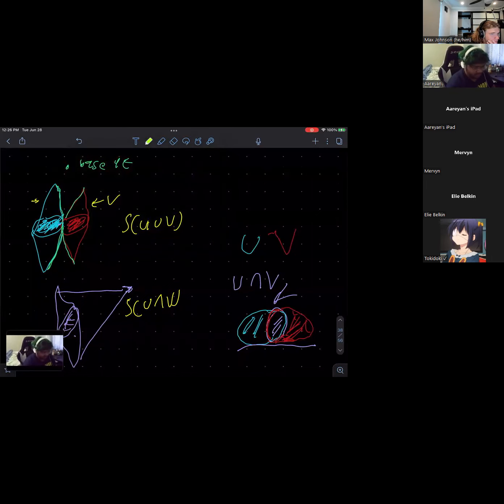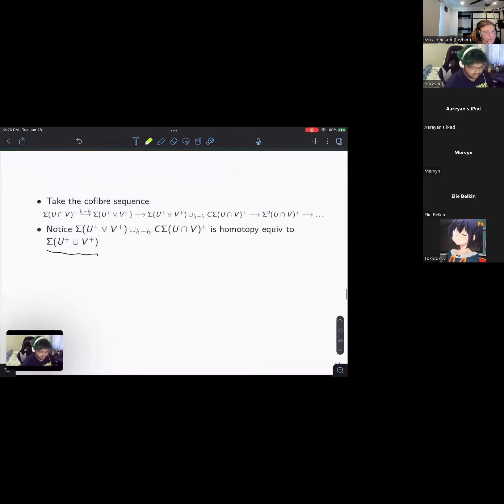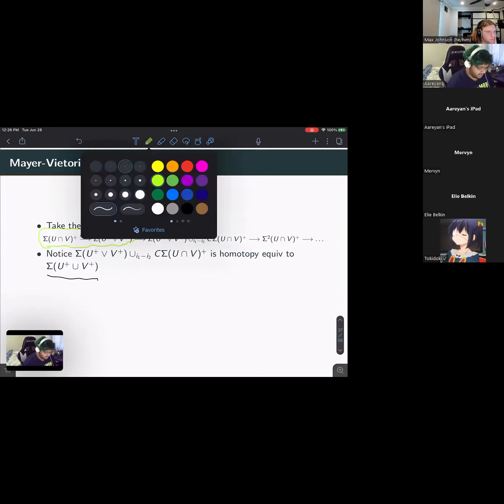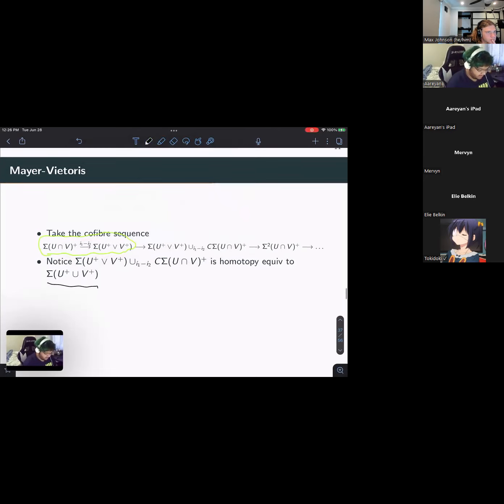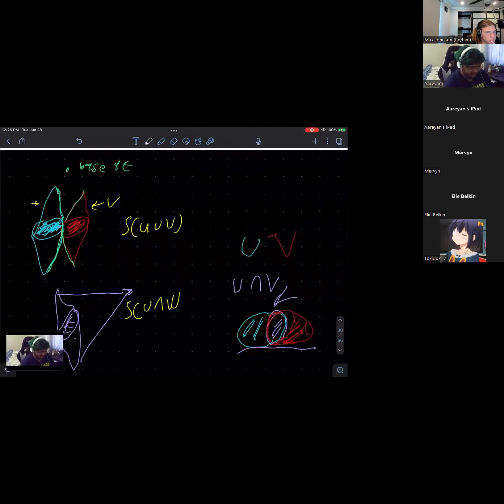Before you continue, can you scroll up for a moment? What exactly are we taking the co-fiber sequence of? Is it U cap V into U wedge V into U union V? No, we're taking the co-fiber sequence of this inclusion right here. It'll be more clear when we look at the drawings I have down here. So let's look at that.